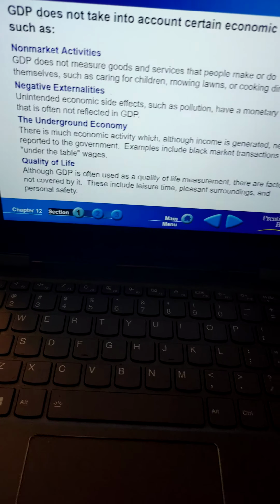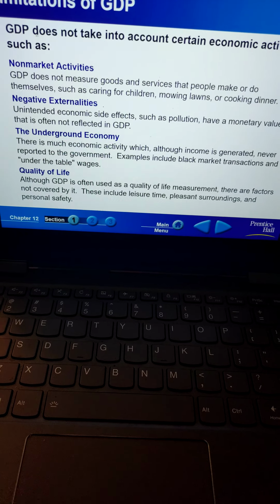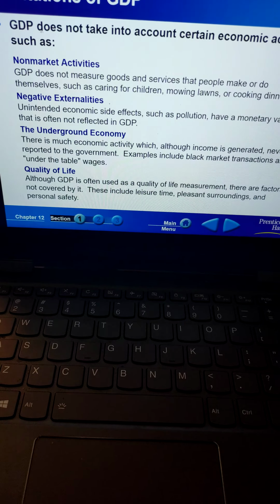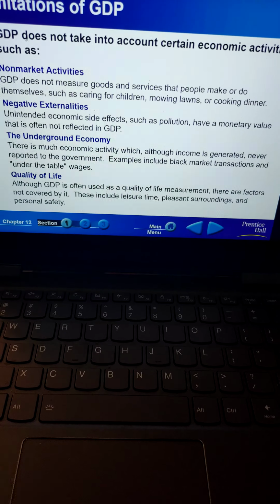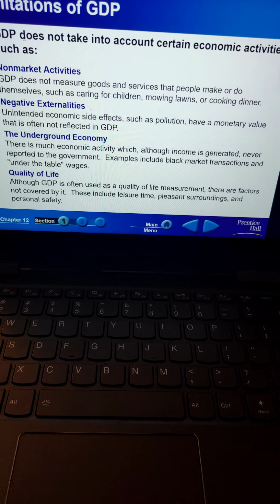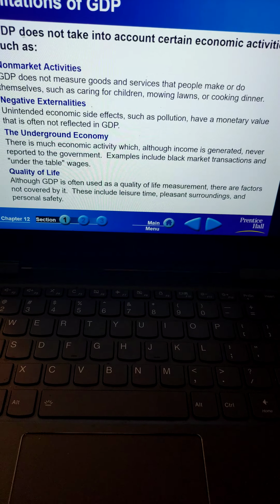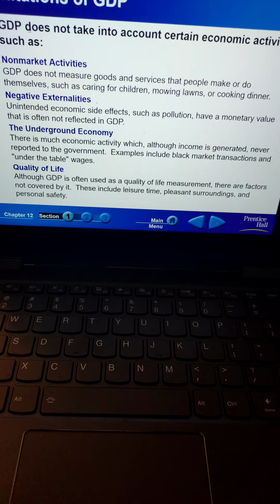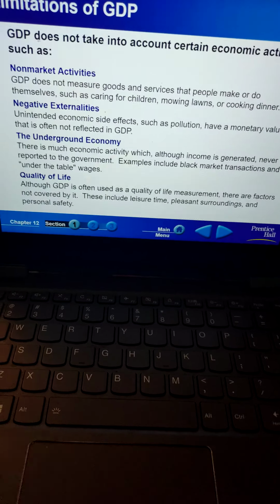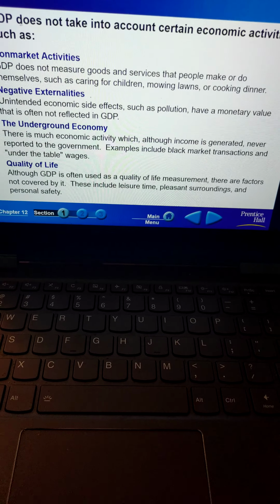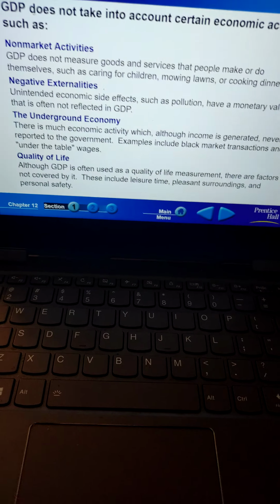Negative externalities. So we talked about externalities before, which are basically side effects in the economy that affect outsiders that are not necessarily consumers of those goods and services. So pollution is a really good example of this.